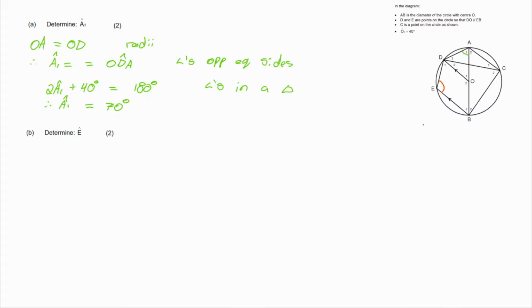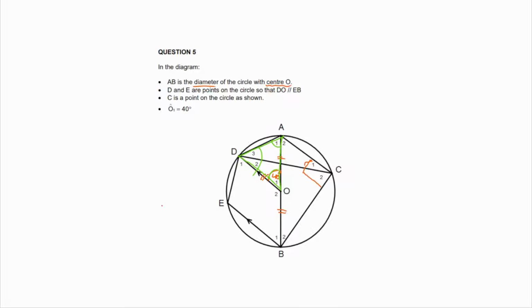Now they say determine this angle E over here. So again, let's go back over here. Now they want E, this angle over here. Let's have a look at what we can do. If I get rid of some of this that we were just doing, I see that we have a cyclic quad over here. Remember, the definition of a cyclic quad is a quadrilateral where all 4 vertices lie on the circumference of a circle. You can see we have 4 vertices, and they all lie on the circumference.